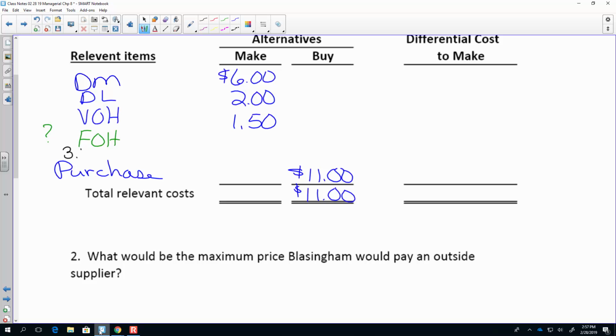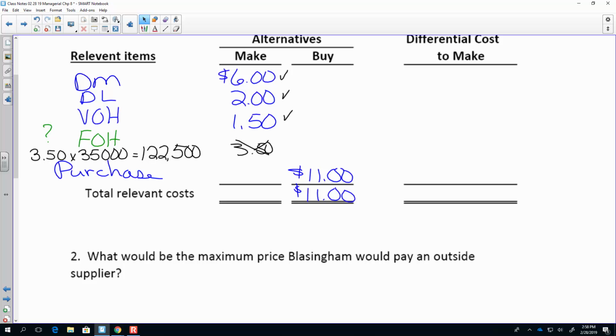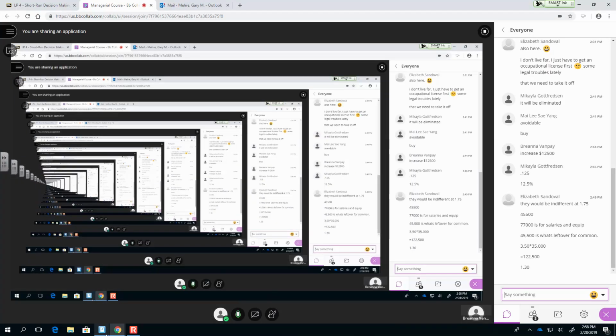3.50 times 35,000 units is equal to, I think, I forgot what Liz said, 122.5. But remember, these are per unit. The 122.5 is the total. I don't want the total, I don't want 3.50 here, right? What do I put here? $1.30. Awesome. How'd you get it, Liz?